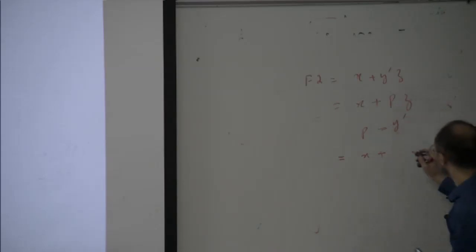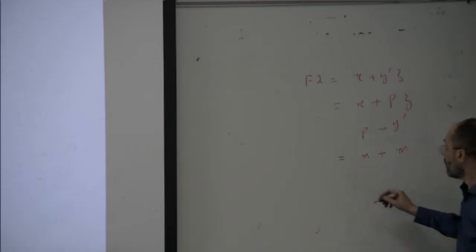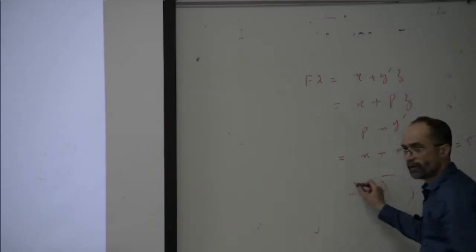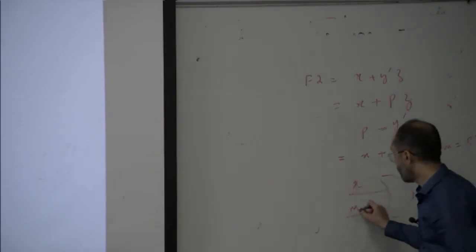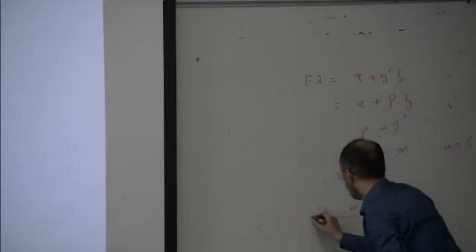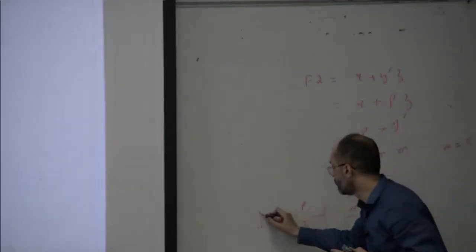So now we can say x plus m. And what is m? It is p z. Which gate is this? OR gate. So now we have an OR gate. What is the first input? X. What is the second input? M. But if you look at m, it is an AND gate. What are the inputs? P and Z. And what is P? Y bar.